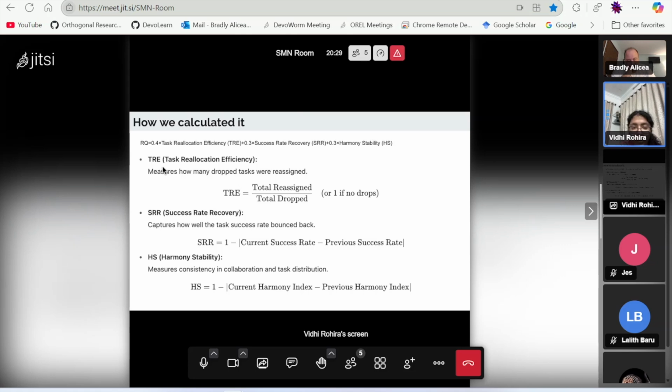I have taken TRE, which is task reallocation efficiency, which measures the ratio of the total reassigned tasks to the total dropped tasks. We have the success rate recovery, which is 1 minus the difference between the current success rate and the previous success rate, and then the harmony stability, which is 1 minus the difference between the current harmony index and the previous harmony index. After each step, these are calculated.